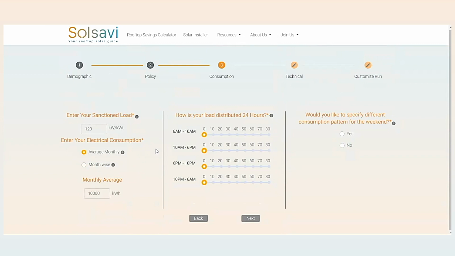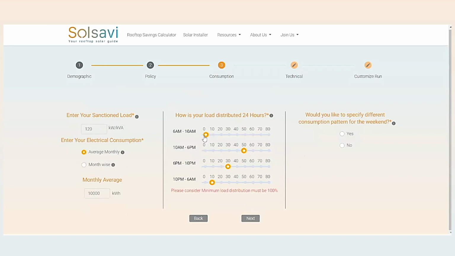Now comes the time to define how the load has been distributed over 24 hours. As we mentioned earlier, we take a scenario where the consumer is consuming most of their electricity between 10 a.m. to 6 p.m. Hence, we give a 50% load share, that is the requirement between that time, and 30% between 6 p.m. to 10 p.m. The remaining time sections take 10% each in this case.